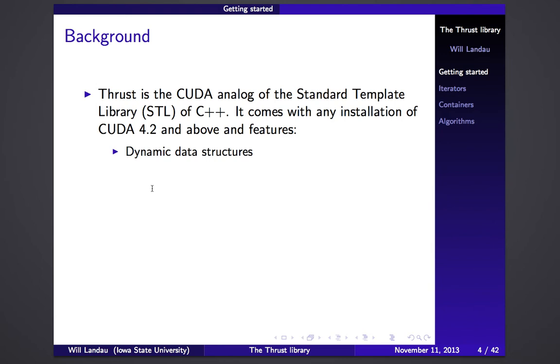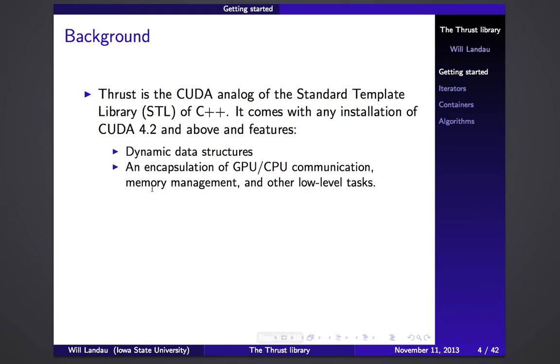So the data structures are all stored dynamically. That means they're either allocated with malloc or CUDA malloc, so you can change the size of the data structures on the fly during runtime and not compilation time. And really conveniently, Thrust encapsulates a lot of this GPU-CPU communication. So all your CUDA mem copies are taken care of, and you'll see that in a bit.